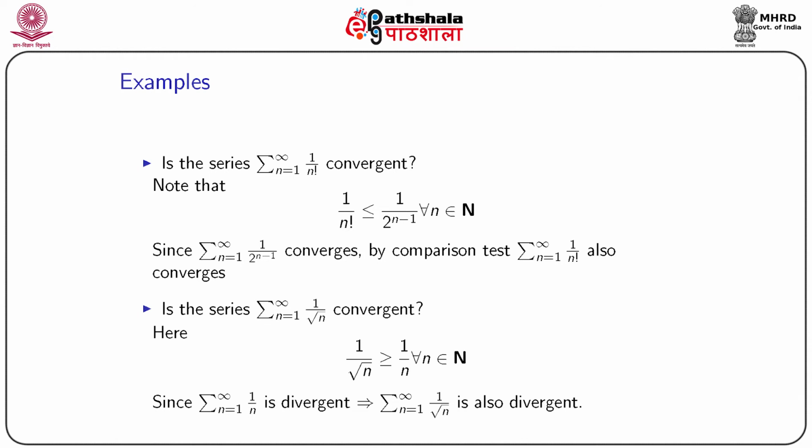Similarly, if we consider the series sum from n equals 1 to infinity of 1 over square root of n, whether this series is convergent or not. Now I can see that 1 over square root of n is always greater than or equal to 1 over n, and we know that the sum over 1 over n is a divergent series. If this is divergent and 1 over square root of n is greater than or equal to 1 over n, that means the sum of 1 over square root of n is also divergent. So these two examples use the method of the comparison test to judge whether a series is convergent or not.